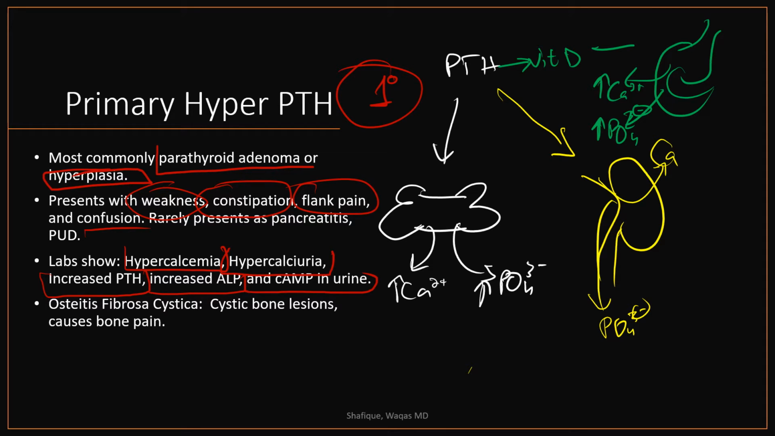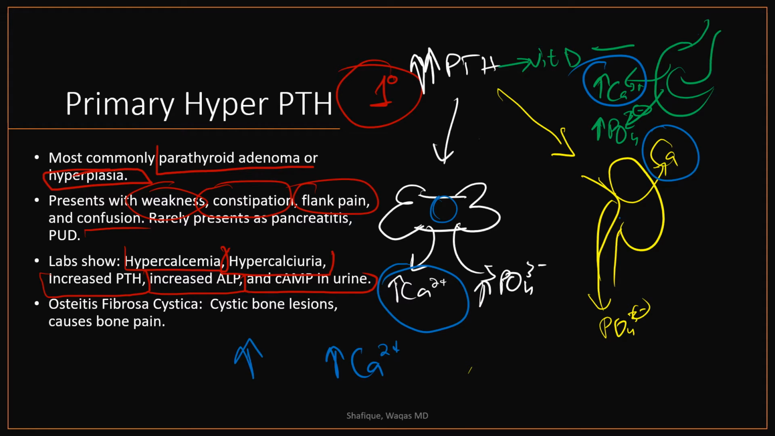So what happens when you have too much PTH? Well, you'll have increased calcium from the GI tract, kidneys, and your bones, right? So you'll have really high calcium secondary to increased PTH, right? And you'll have hypercalciuria. Now, why do you have hypercalciuria if you're reabsorbing the calcium in the kidneys?